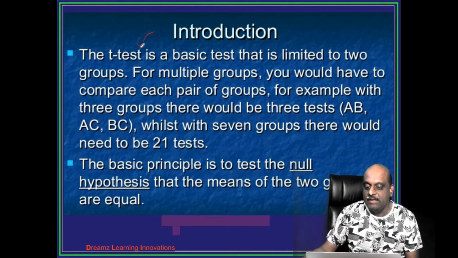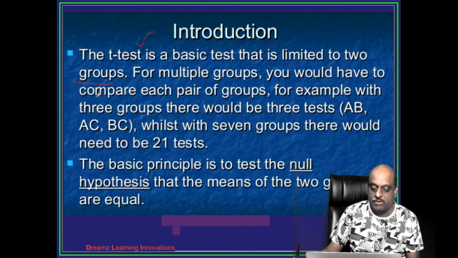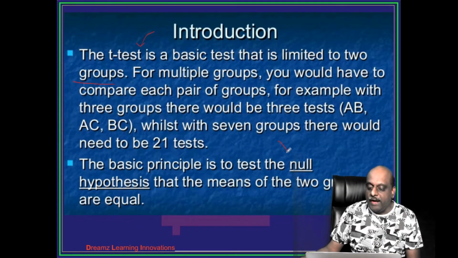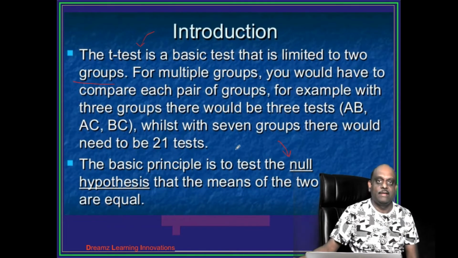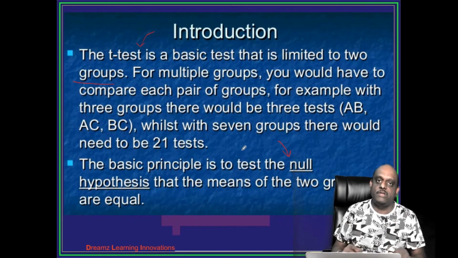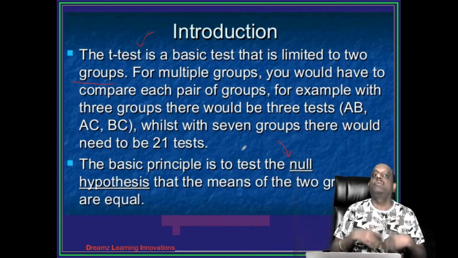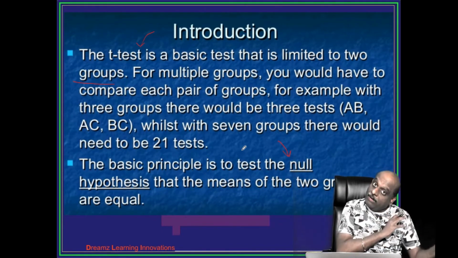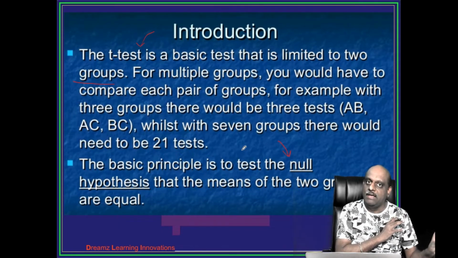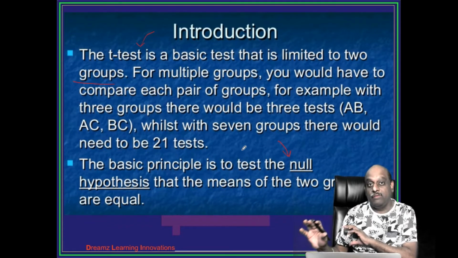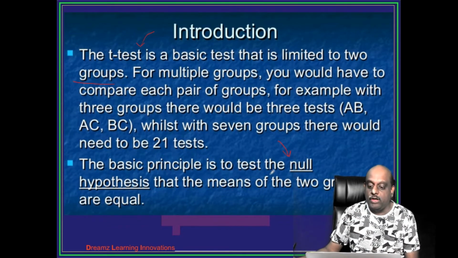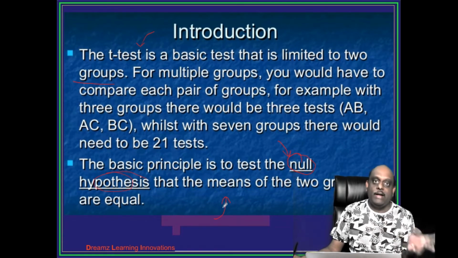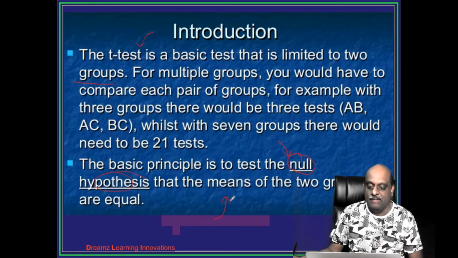A T-test is a basic test limited to two groups. And the basic principle, why you are doing T-test? You are trying to test the null hypothesis. What is null hypothesis? For example, it says that if you take metformin, the weight comes down. So you are using a T-test. Before taking metformin, what is the mean value of the weight in the population? After taking metformin, what is the mean value of the weight in the population? You are comparing in order to test the null hypothesis by comparing the means of the two groups before and after treatment. That becomes a paired T-test. That's what you should remember.